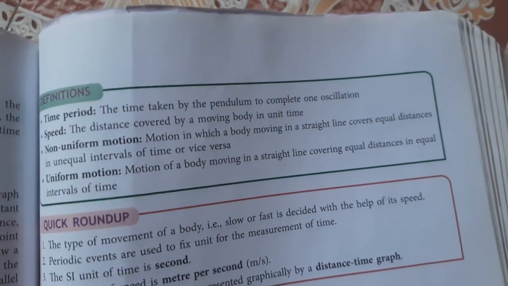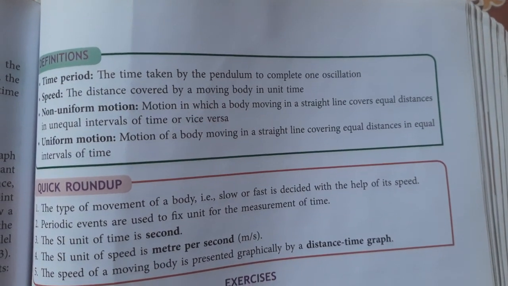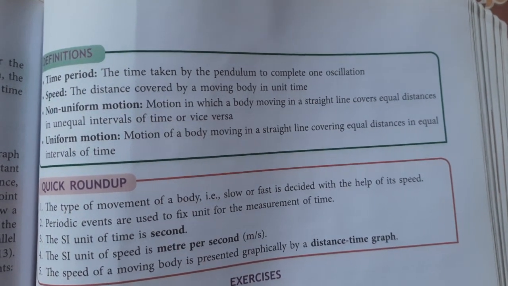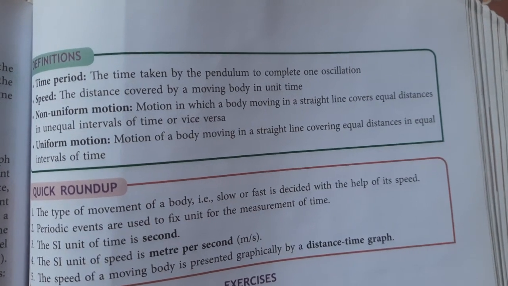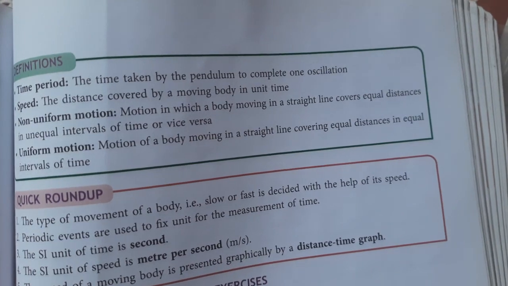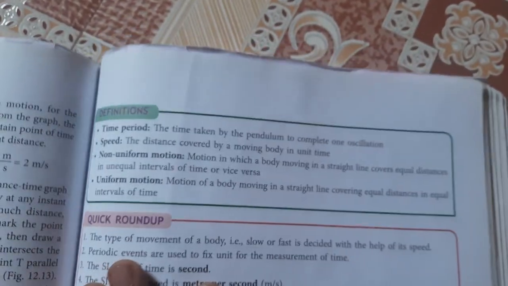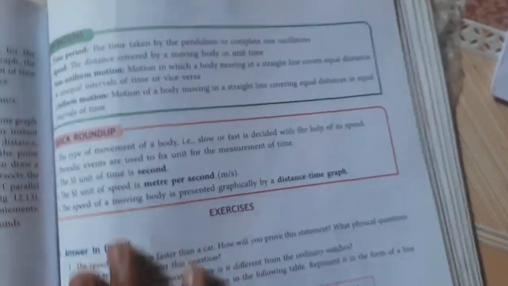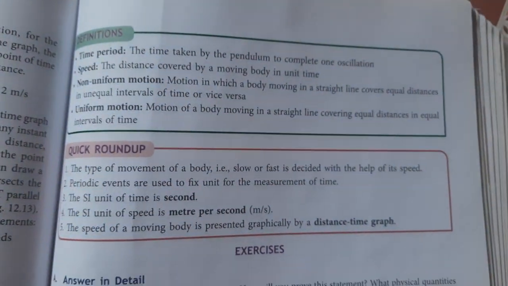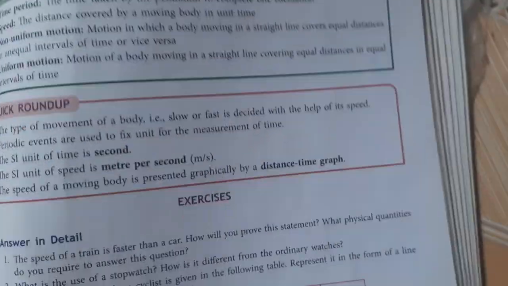Okay, uniform motion: motion of a body moving in a straight line covering equal distance in equal interval of time. The body goes in a straight line and travels equal distance in equal intervals of time. And the time gap is the same in uniform motion with respect to the distance.